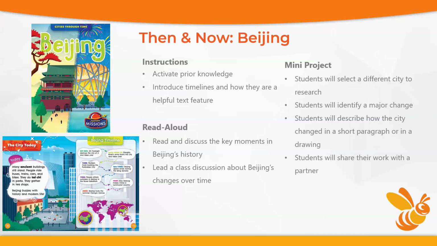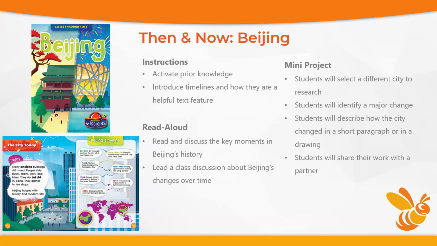Before reading, we'll ask students what they know, and in this case, we're going to be studying Beijing, so what they know about Beijing. What do they think the city looked like in the past, and how it may have changed? This will help set the stage for deeper learning. Next, we're going to introduce timelines as an important nonfiction text feature. We're going to explain that timelines help us see how events unfold over time and make it easier to understand the city's history and growth.